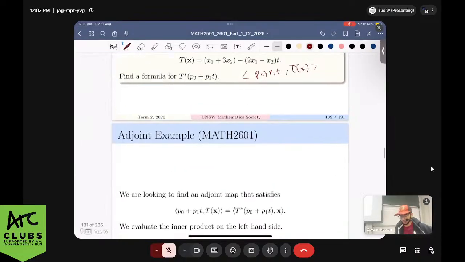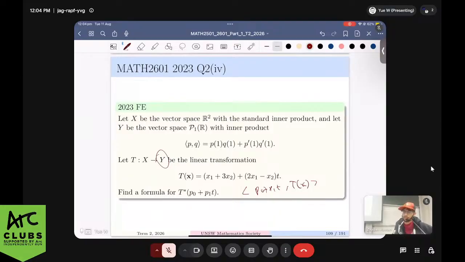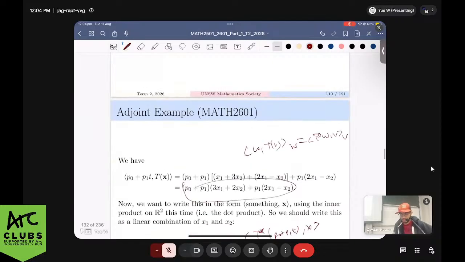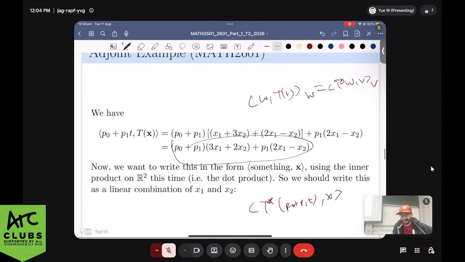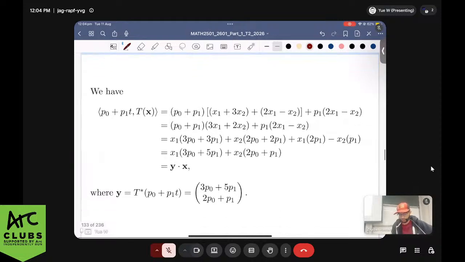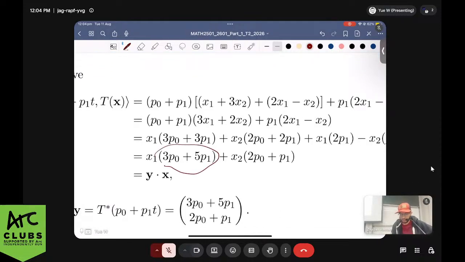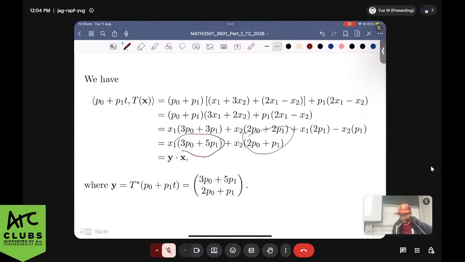So in this case, it would be capital X, which is R2. So we use the standard inner product on R2, which is just a dot product. So we need to write this thing in the form of a dot product with X, which will just be in terms of X1 and X2. If you do some rearranging, you'll get X1 times this plus X2 times this. This is the inner product of Y and X, where Y is whatever this thing is, and this is going to be what T star of P0 plus P1T is.